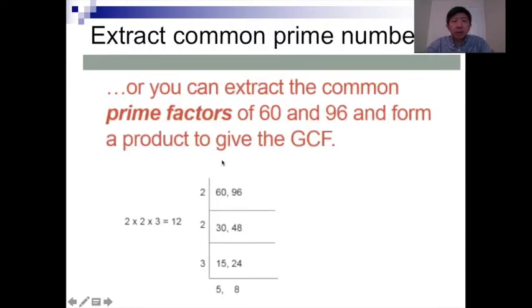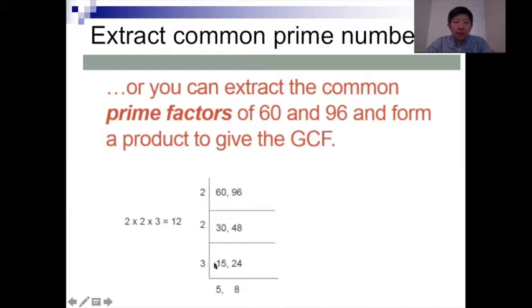The next method is called extracting common prime numbers. So you would write down 60 here and 96 here, and you want to divide both by 2, a prime number. You get 30 and 48. Now 30 and 48 we can both divide by 2 again. So once we divide by 2, we get 15, and 48 divided by 2, we get 24. So therefore, we have 15 and 24.